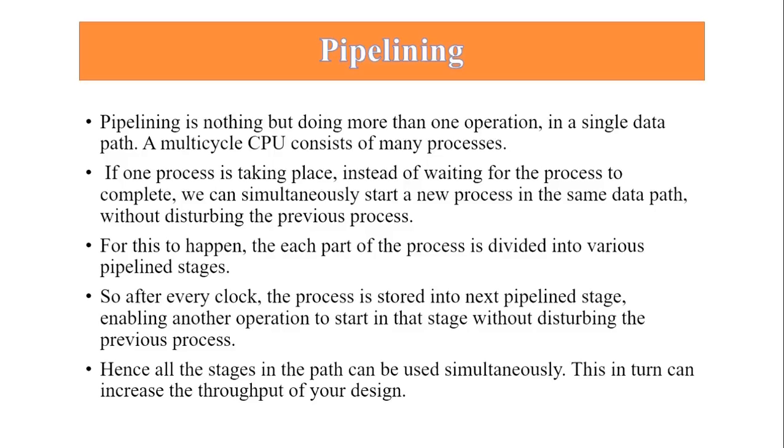Pipelining, the main content of the project, is coming here. Pipeline is doing one or more operations at the same time in a single data path. A multi-cycle CPU consists of many processes. If one process is taking place, instead of waiting for the process, we can simultaneously slot a new process without disturbing the previous one. Hence, all the stages in the pipeline path can be used simultaneously.